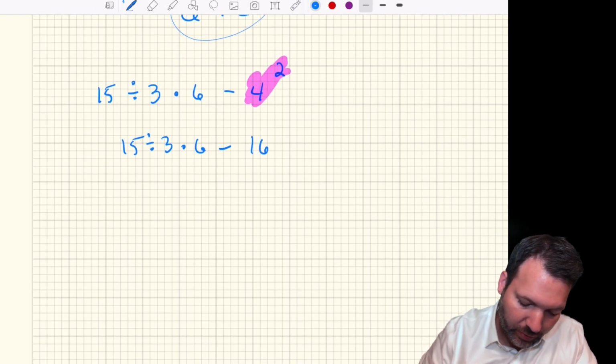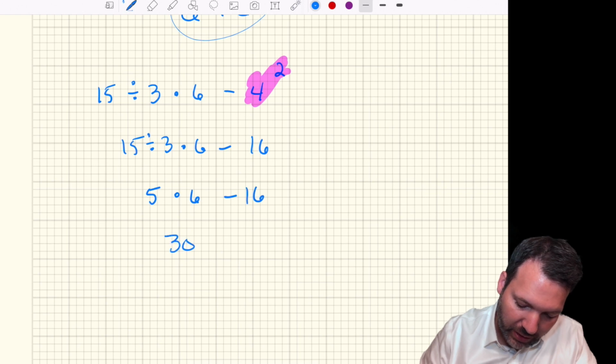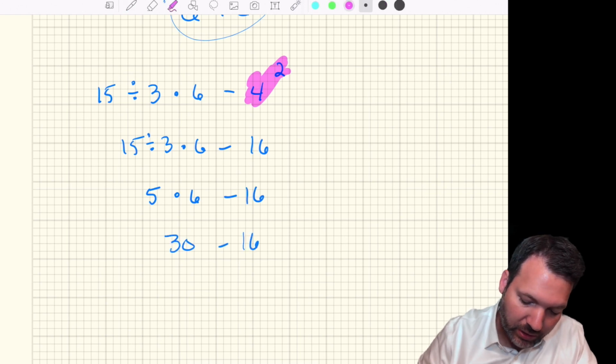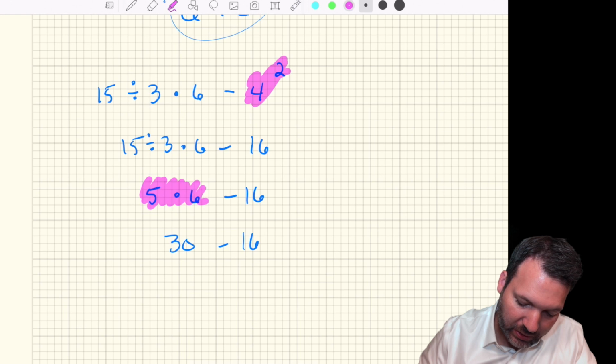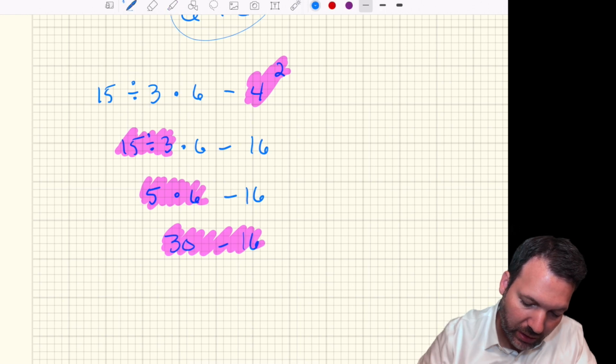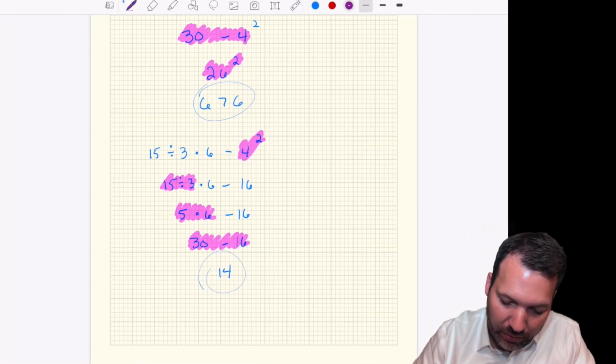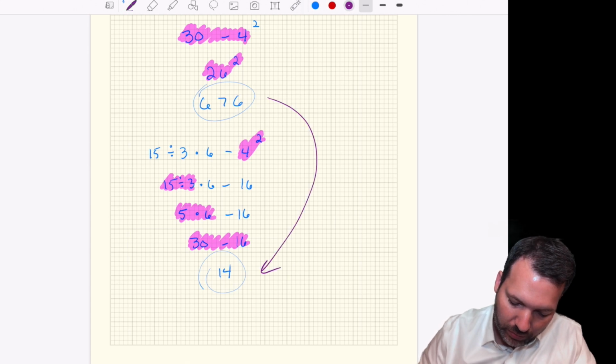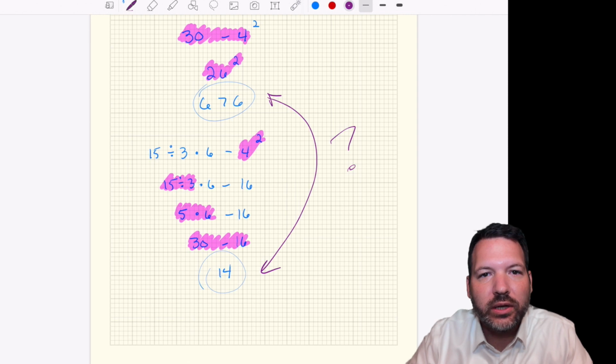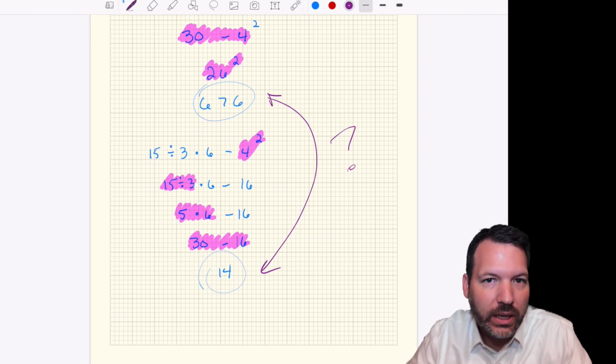15 divided by 3 is 5. 5 times 6, we've already said, is 30. And then, of course, 30 minus 16 gets me an answer of 14. And so now I have a question, right? Is this expression supposed to be 676, or is this expression supposed to be 14?